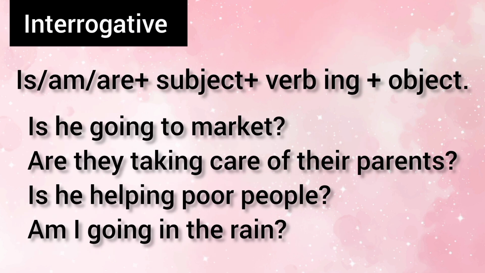Interrogative structure: is, am, are plus subject plus ing form plus object. Examples: is he going to market? Are they taking care of their parents? Is he helping poor people? Am I going in the rain? There must be a question mark at the end of the sentence.